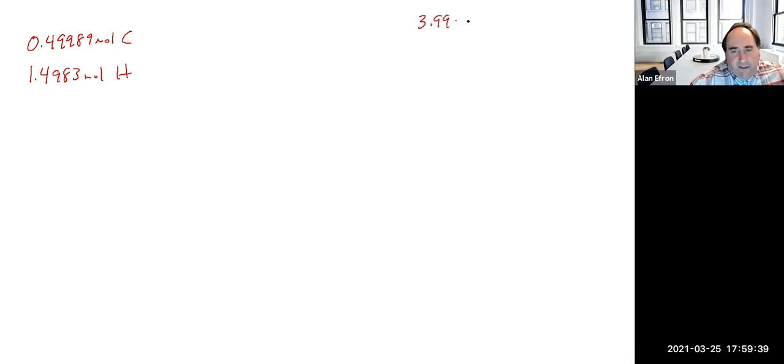So we got 0.49989 moles of carbon that we calculated previously. We had 1.4983 moles of hydrogen that we calculated. And now we do need to take the 3.99 grams of oxygen, use the molar mass from the periodic table, which is 16 grams per mole, and divide by it to get us 0.2494 moles of oxygen. And that would be the guy that we need over here.